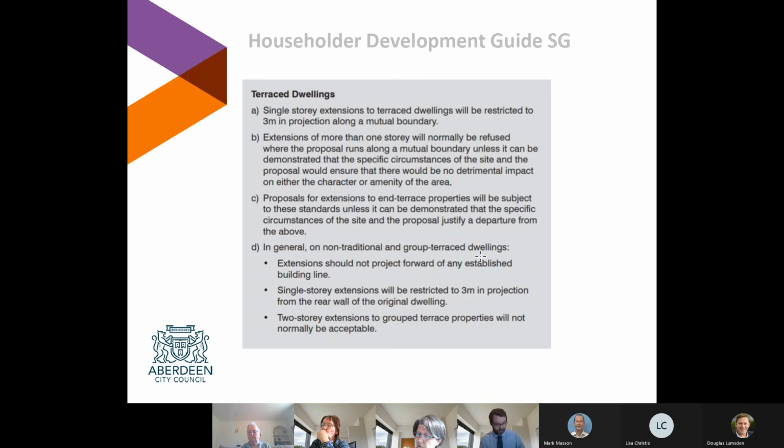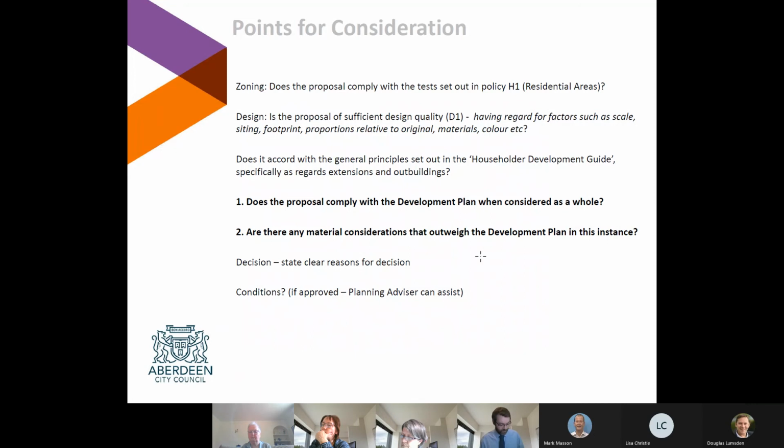In this case, we're just talking about a single-storey extension, so we can just disregard that particular point. Proposals for extensions to end terrace properties will be subject to these standards, i.e. the restriction to 3 metres, unless it can be demonstrated that site-specific considerations justify a departure. So in this case, this is an end terraced property, and it's for members to have regard to whether there are any mitigating circumstances in this particular site. We've obviously seen that both this property and the adjoining one have quite long projections along the shared boundary, and it's just a question of whether the additional projection proposed here would actually manifest itself in any impact on that neighbour. So that's it in terms of the relevant policy summary.